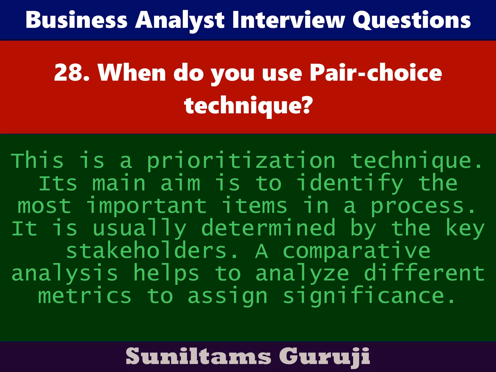When do you use pair choice technique? This is a prioritization technique. Its main aim is to identify the most important items in a process. It is usually determined by the key stakeholders. A comparative analysis helps to analyze different metrics to assign significance.